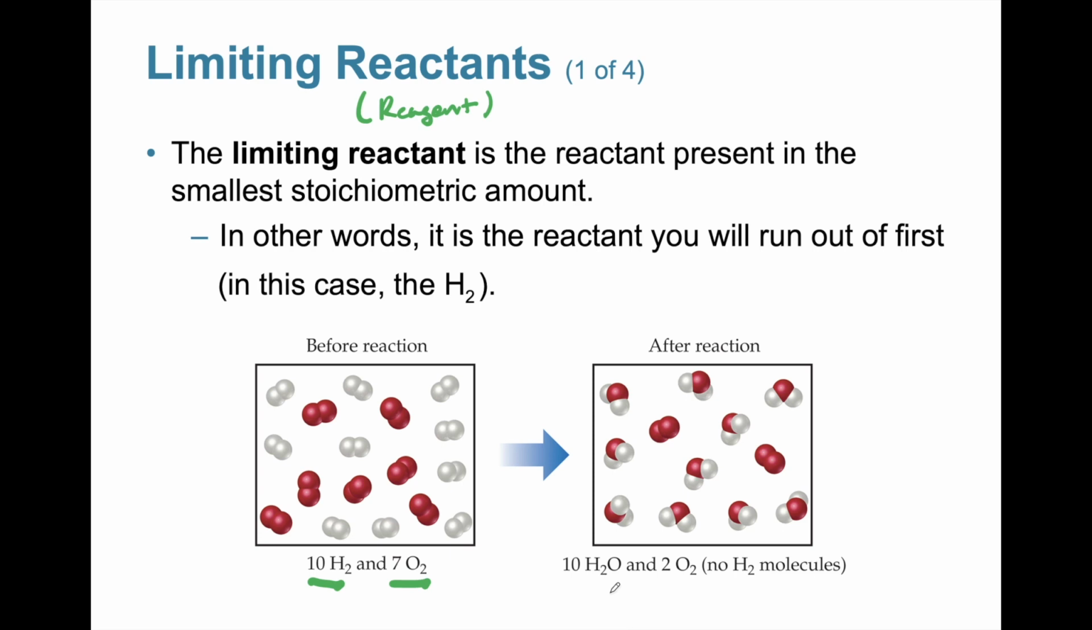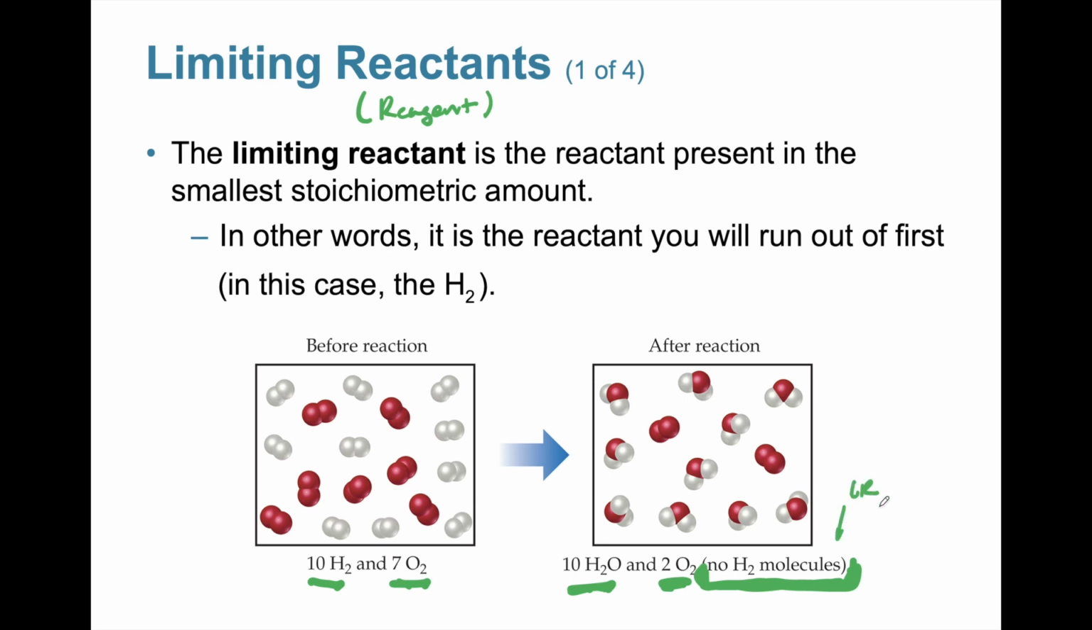And at the end of this reaction, we have 10 moles of water, and then we still have 2 moles of oxygen left, and no moles of hydrogen. So what that means is that we were still able to make these 10 moles of water. These 2 oxygen from the 7 didn't even react because we ran out of hydrogen to use. And since we ran out of hydrogen, the hydrogen molecules are the limiting reagent.